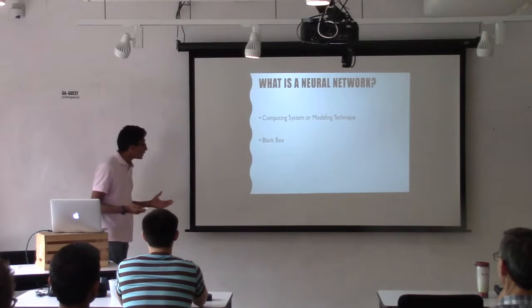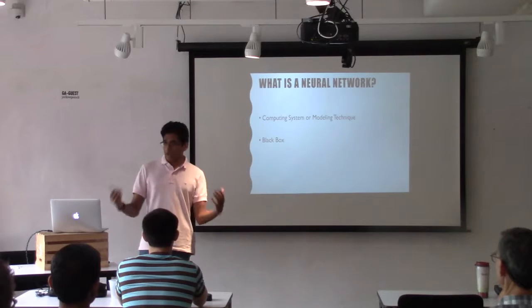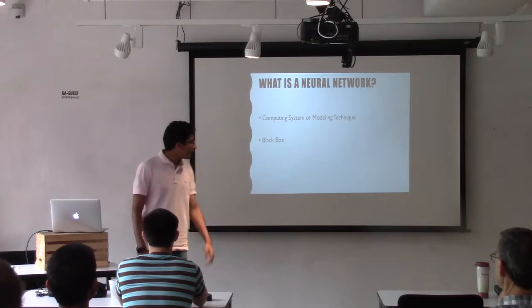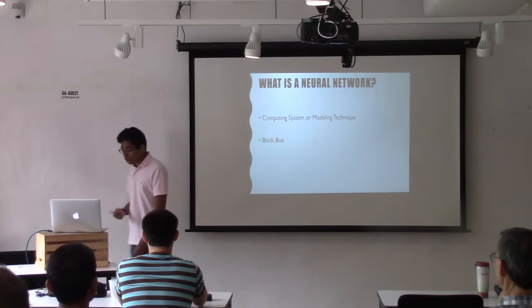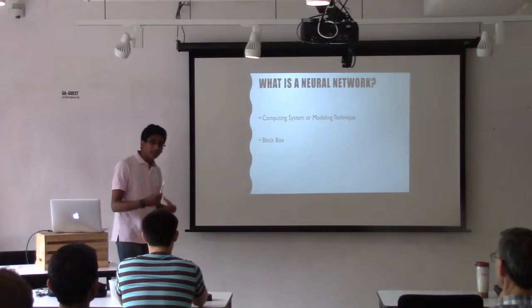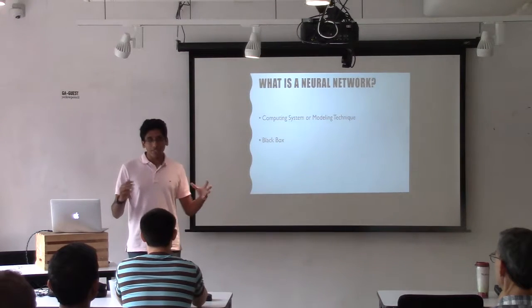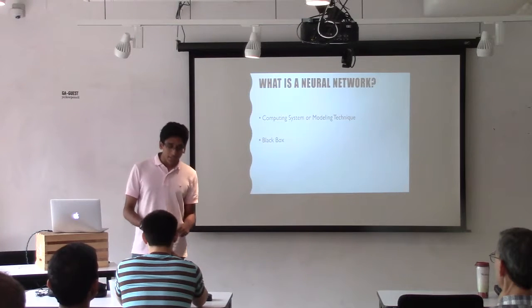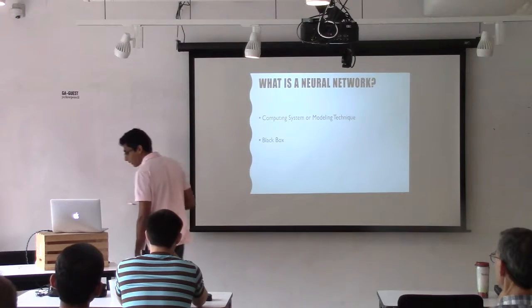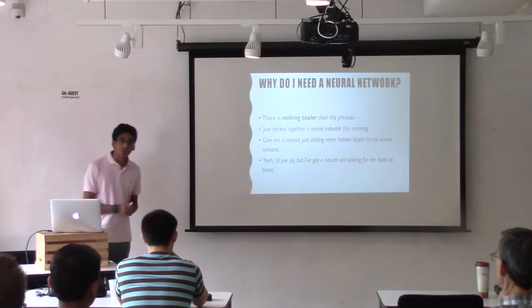So what is a neural network? Well, it's a computing system or a modeling technique, much in the vein of linear regression or logistic regression. It's something where you can throw in your inputs and get a bunch of outputs. It's also a black box. Unlike linear regression and logistic regression, it's much harder to understand what is actually happening inside the neural network, which means that it literally is you throwing your inputs at something and getting a bunch of outputs. It's much harder to interpret. We'll go over why.